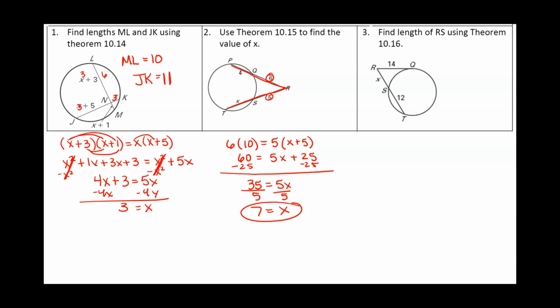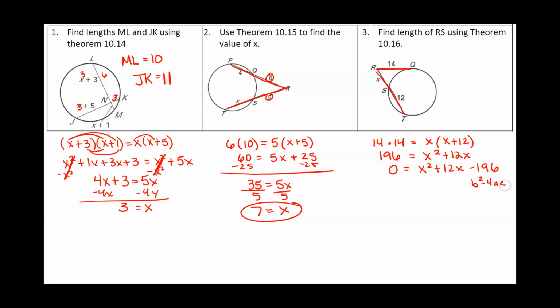Now, for number 3, this is going to do 10.16. We have a tangent and a segment. And remember, this one could still be part times whole. So 14 times 14, that's 14 squared, equals x times x plus 12. Now, 14 squared is 196, and that is going to equal x squared plus 12x. We're going to have to take the 196 over, so we're going to make that a negative 196. And the next step I'm going to do is I'm going to see if this will factor.